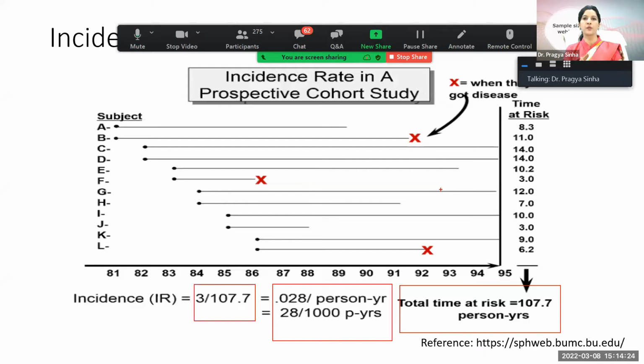So now continuing the talk again. This was the incidence. I talked about how to calculate the incidence rate. In this case, it was 107 point something person-years, so the incidence rate was 28 per 1,000 person-years. Now I hope I have made myself clear. Then what is the difference between an incidence rate and an absolute rate, and also how is it different from the relative risk?